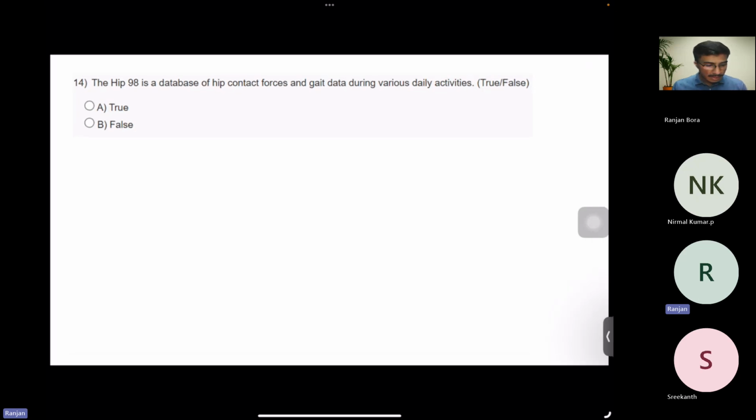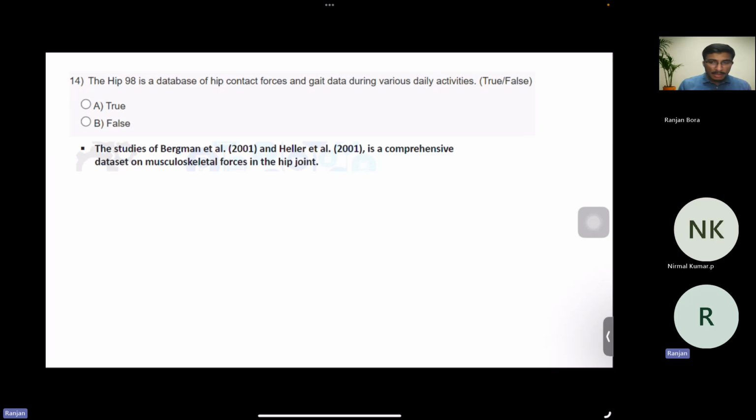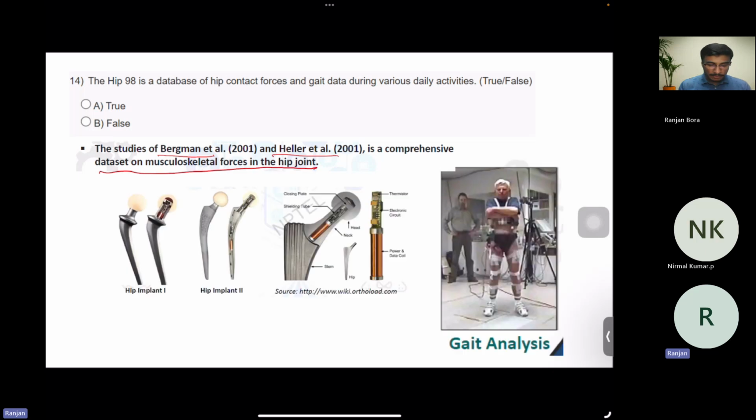And the next question is: the HIP 98 is a database of hip contact forces and gait data during various daily activities. So what is the HIP 98 database? The HIP 98 database was developed by Bergmann et al. and Heller et al. in the year 2001, and it is a comprehensive data set on musculoskeletal forces in the hip joint.